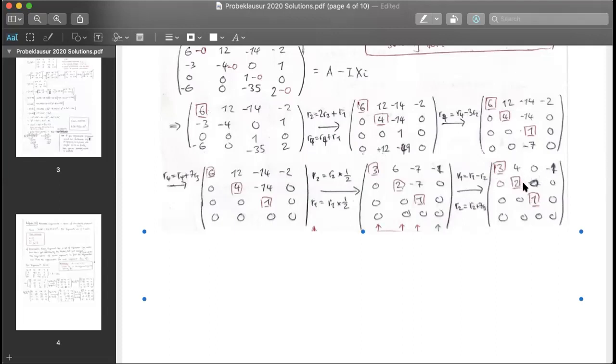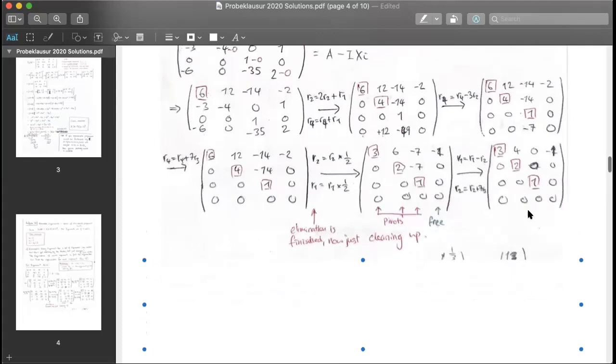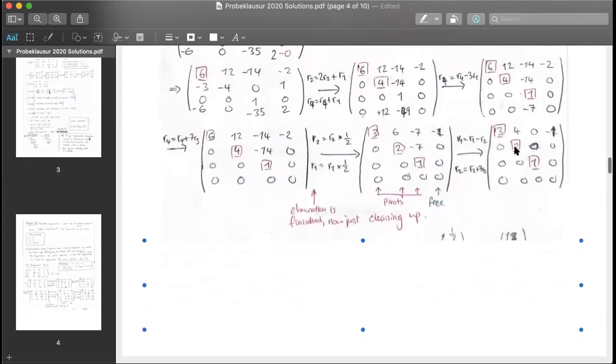Yeah, and then of course you can also use this 2 to clean out the 4, which I didn't do. I'm happy enough with this matrix here. And here are your pivots, right? The pivot is the first non-zero entry in each row. So that's the first non-zero entry in the first row, first non-zero entry in the second row, first non-zero entry in the third row, and the fourth row does not have a pivot because it does not have a non-zero entry.